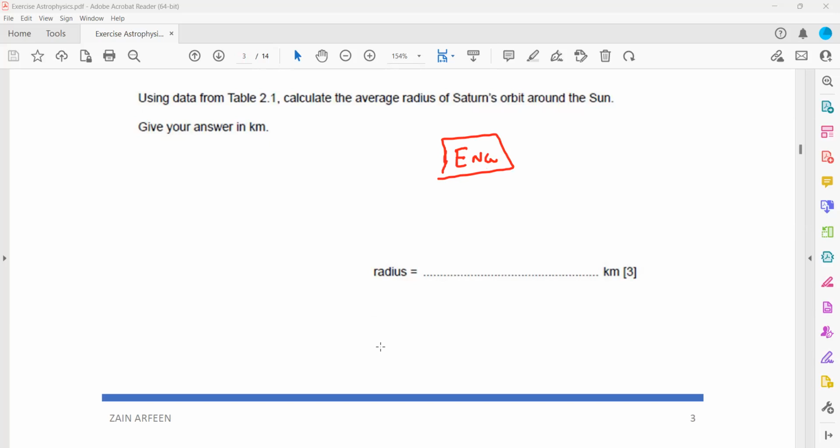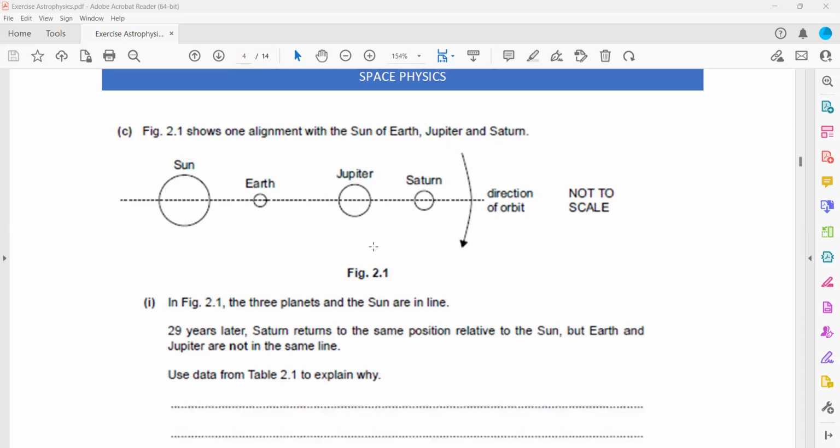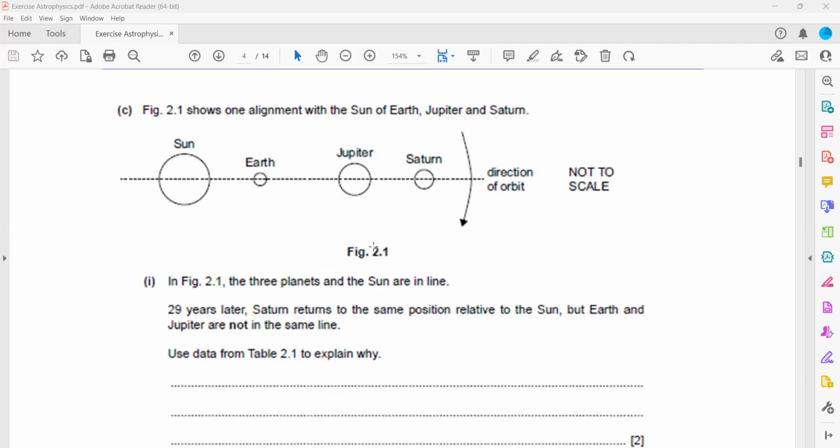Now the next question. Figure 2.1 shows one alignment of the Sun, Earth, Jupiter, and Saturn. For example, they all are aligned. In figure 2.1, three planets and the Sun are in line. 29 years later, Saturn returned to the same position, but Earth and Jupiter are not in the same line. Use the data in the table to explain why.